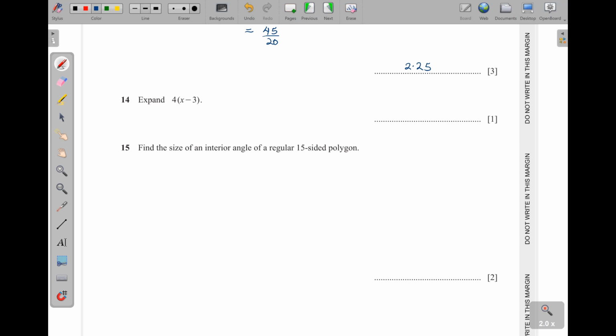Then 14, expand 4 into x minus 3. Of course, 4 is supposed to multiply each and everything. So we shall get 4 times x, which is 4x. And then 4 times 3, that is 12. So I write here 4x minus 12.